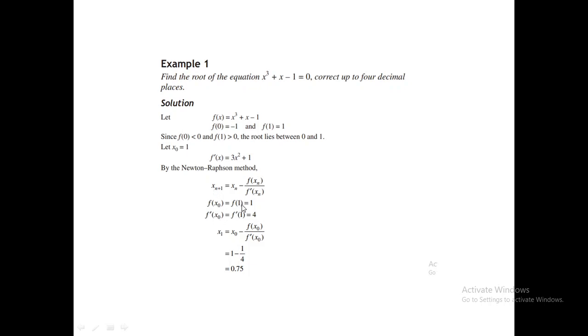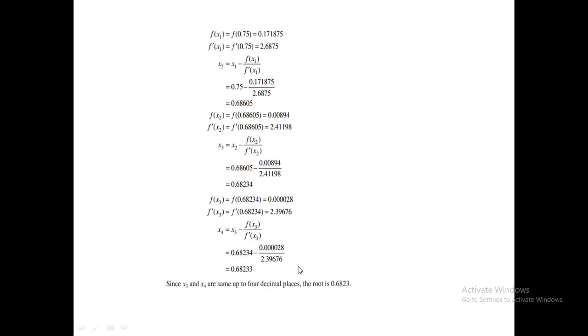Then you have to calculate the value of f of x0. This is f of 1, which we have already calculated as 1. And f dash of x0: put this value in the equation, 3 into 1 square plus 1, you will get 4. Both values are positive. Then use the Newton-Raphson formula to calculate the first approximate value. x1 is equal to x0 minus f of x0 divided by f dash of x0, 1 minus 1 by 4, you will get 0.75.